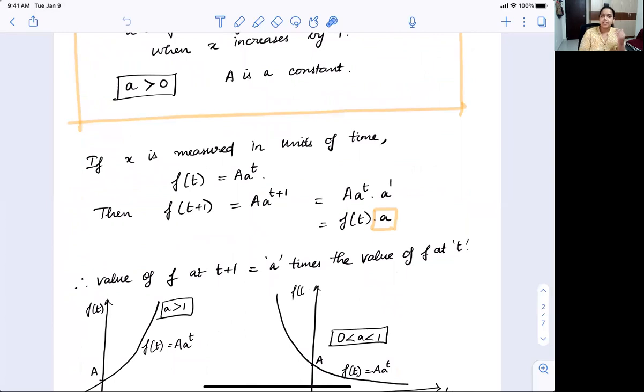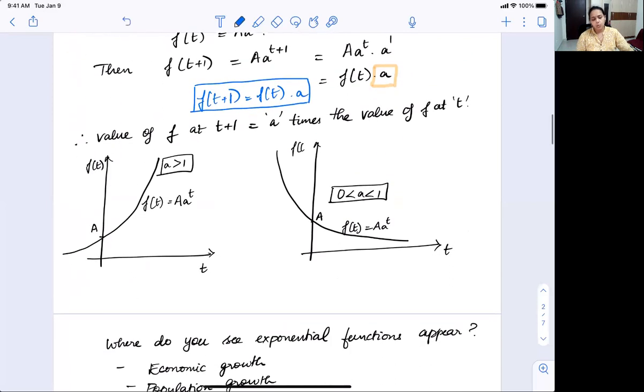Now, I mentioned earlier that x is usually measured in units of time. And if f of t, so to say that it's a function of time, is given by this expression, capital A, small a to the power t, this is the value of the function at time t. Now, if time increases by 1 unit, t plus 1, the expression becomes a to the power t plus 1, which is nothing but a to the power t multiplied by another a. It's just f of t times a. So you see how f of t plus 1 is equal to f of t times a. So when your time changes by 1 unit, your function is changing by a factor a. And that's the key property of the exponential function, which makes it look the way it does.